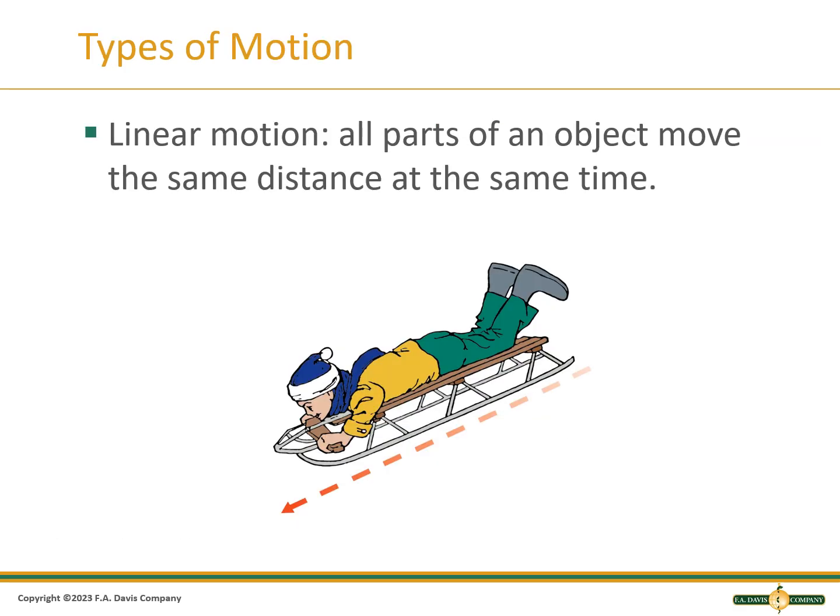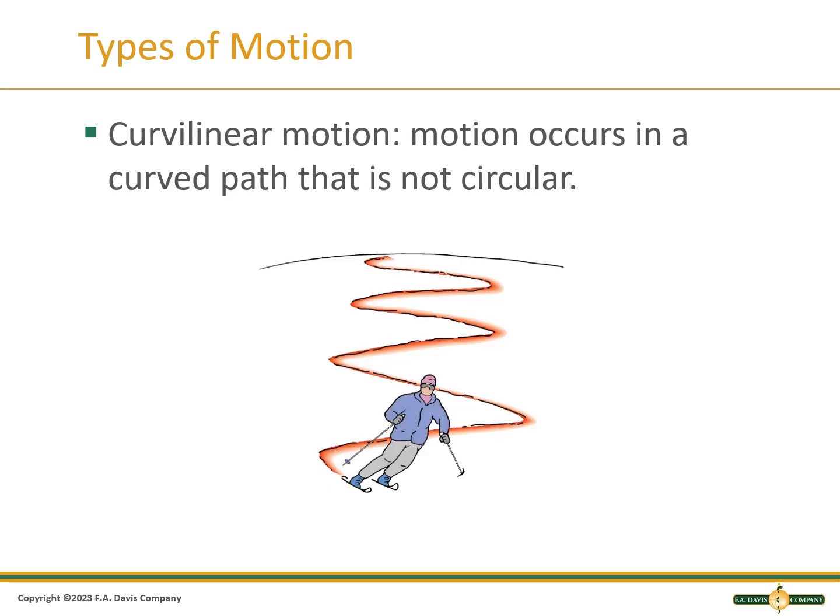Just like we have different types of forces, we have different types of motion, and we need to understand these as well to know what types of motion we are asking our patients to perform. Linear motion is when all parts of an object move the same distance at the same time, like sledding down a hill. Curvilinear motion, like its name sounds, is a combination of curved and straight motion that results in a curved path that is not circular. We can think of a winding path as being curvilinear, or the path a skier takes, or even a falling leaf.